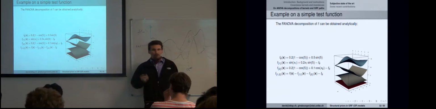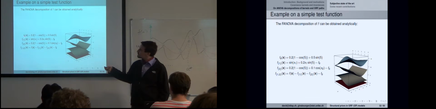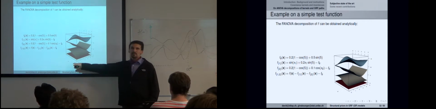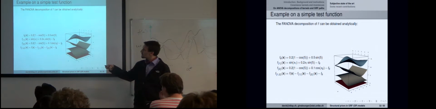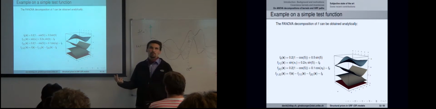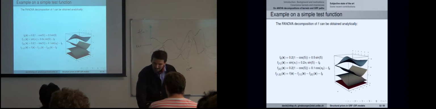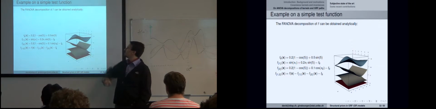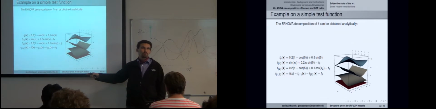After a bit of calculation, and we will see the formula in a moment, you can work out the value of f empty set, which is the constant part of f. So we extracted the constant part, which is this red function. Then we could calculate f1, f2, and f1,2. These correspond to the additive effect with respect to dimension 1, dimension 2, and then the interaction between 1 and 2. So you see that we can decompose this function f exactly as a sum of a function that depends on no variable, a function that depends on the first, a function that depends on the second, and a function that depends on both, and all of these functions are orthogonal in L2.